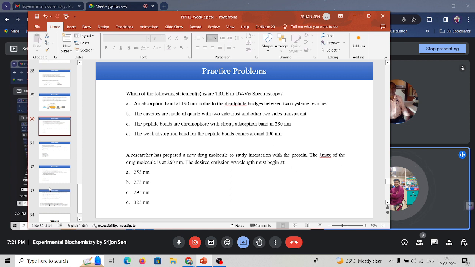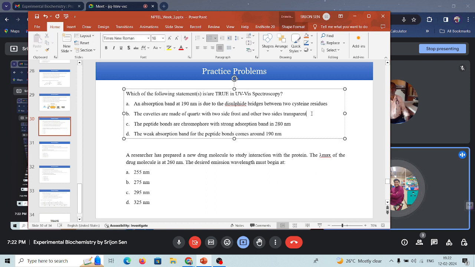So which of the following statements is true? For disulfide bridges, the two cysteine bonds absorbing at 190 nanometer is incorrect, and the weak absorption band for the peptide bond coming around 190 nanometer is also incorrect. And the peptide bonds being chromophores with strong absorption bands at 280 nanometer is also incorrect. Peptide bonds absorb at 220 nanometer, not 280. So the correct option is B, where the cuvettes are made of quartz with two sides frosted and the other two sides transparent. So option B is correct.